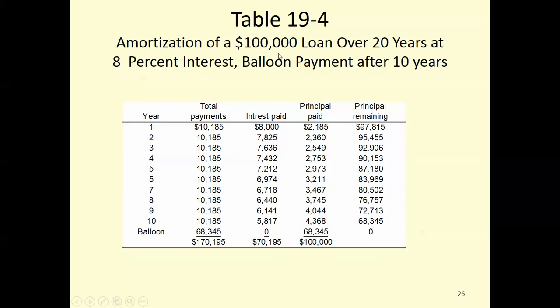Here's an amortization of a $100,000 loan over 20 years at 8% interest with balloon payment after 10 years. Okay, that's kind of what I was describing. Here we go ahead and make our annual payments. We have the balloon payment here at 68,345. Okay, why was the balloon so high there? Because it actually started accruing interest, even though we weren't paying it off. It was accruing interest along the way.